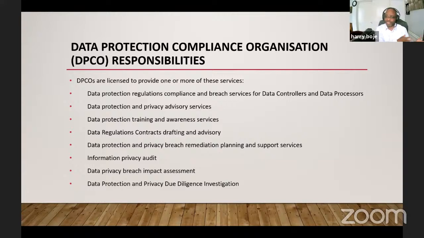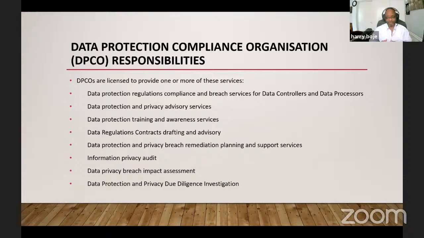Like I was saying earlier, what is a data protection compliance organization in the NDPR? This is an organization that has been given a mandate by NIDA, which is the supervisory authority. Before you become a DPCO, you need to apply to NIDA, and they will grant that. Last time I checked, it was a long time ago now, we had close to 100 DPCOs that organizations are supposed to engage with in order to be compliant with the regulation. They will monitor data protection regulation compliance and breach services for data controllers.